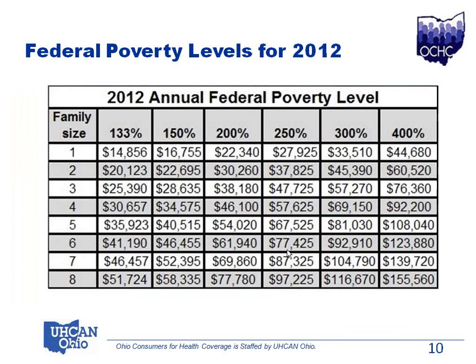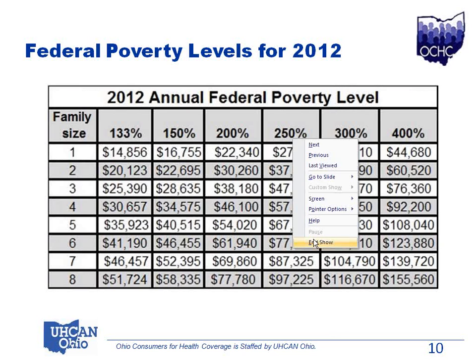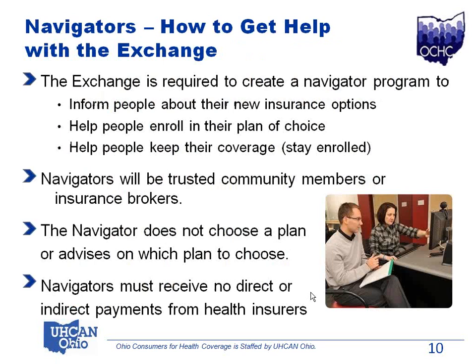And you can see here, just by way of reference, what the various poverty level incomes are. So going up to 400% of poverty for a family of one, $44,680, and so forth. And these slides will be sent to you at a later point, so you can reflect on these various levels when you have more time.